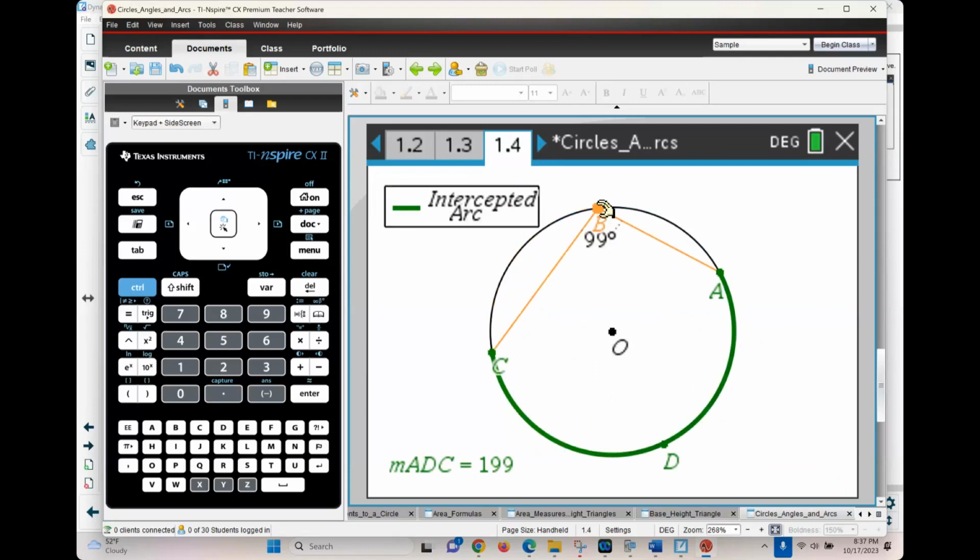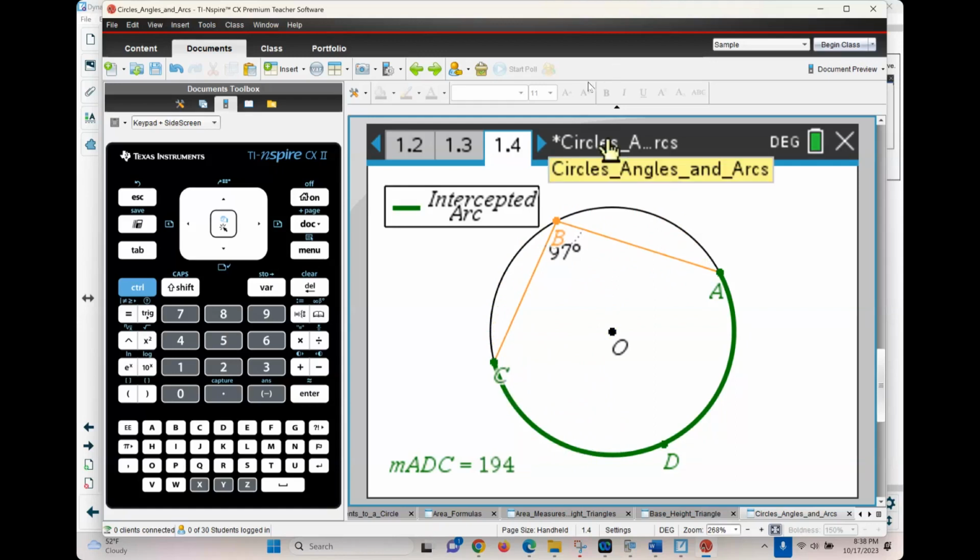Intercepted arc, here we have an inscribed angle, and you might see that it's 1/2. And notice no matter where I put this point, it's 99 degrees. But if I change the intercepted arc, the angle is different. And notice it's always 1/2 the measure of the intercepted arc. I might have a rounding error here, so you might have to be careful about that.